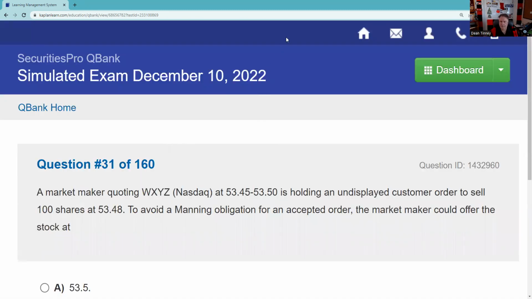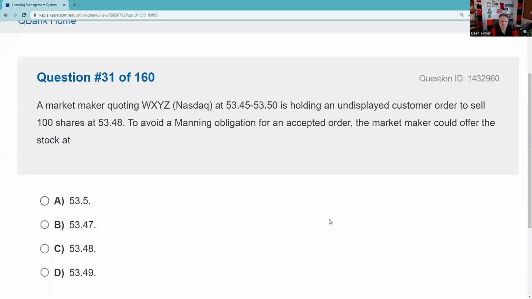Question 31. A market maker quoting WXYZ at 53.45 to 53.50 is holding an undisplayed customer order to sell 100 shares at 53.48. To avoid a manning obligation for an accepted order, the market maker could offer the stock. In other words, what I'm going to do here is step ahead of that limit order. I'm going to change my quote and say I'm willing to sell it at something better than the customer. I'm on the ask side here, so usually the customer is on the opposite side.